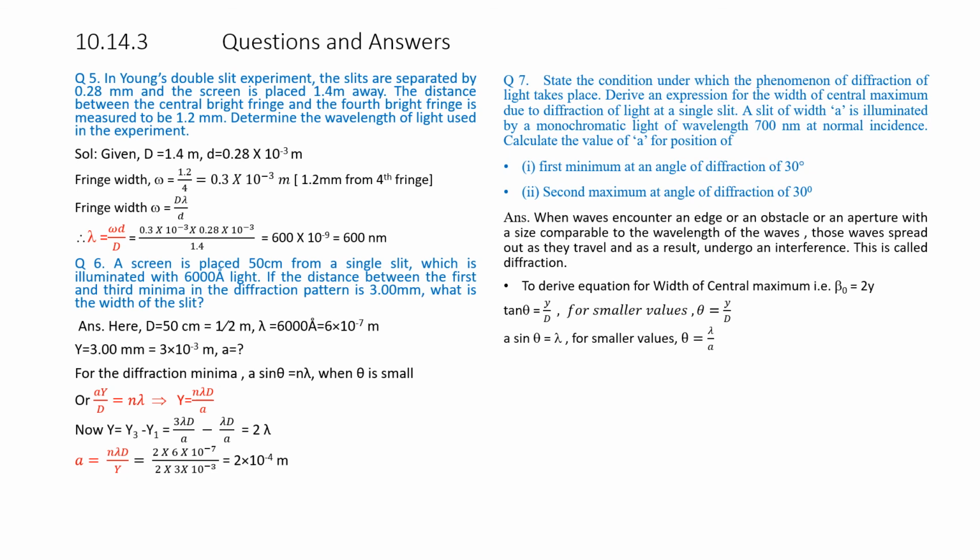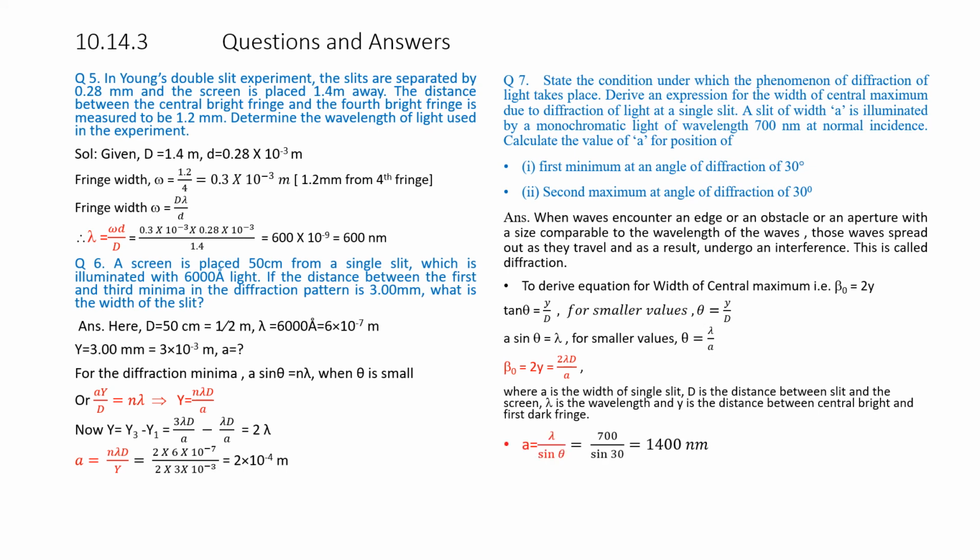Similarly, a sin theta, the path difference, is equal to lambda. Therefore, for smaller values of theta, theta is equal to lambda by a. Beta is equal to 2y, that is equal to 2 lambda capital D by small a, where a is the width of the single slit, D is the distance between slit and the screen, lambda is the wavelength, and y is the distance between central bright and first dark fringe.